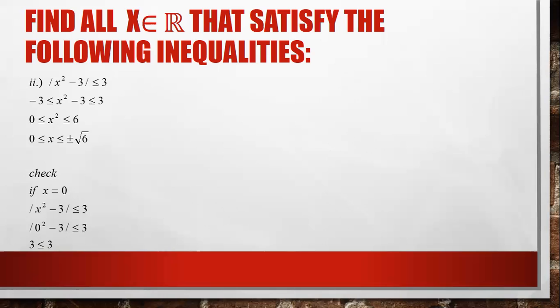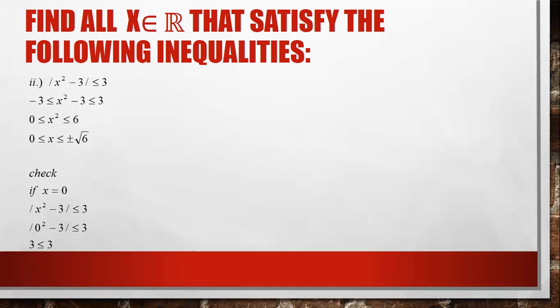So if our x is equal to 0, then let's substitute this value of x. So we have the absolute value of x squared minus 3 less than or equal to 3. So let's substitute the value of x. So we have the absolute value of 0 squared minus 3 less than or equal to 3. So 0 squared is 0 minus 3, so less than or equal to 3. So we have 3 less than or equal to 3. So if our value of x is 0, then it satisfies our equation.